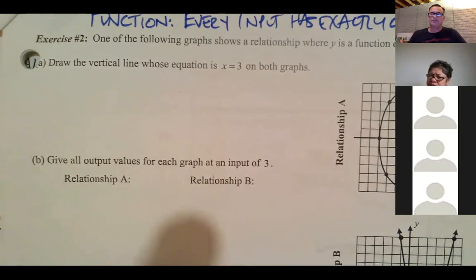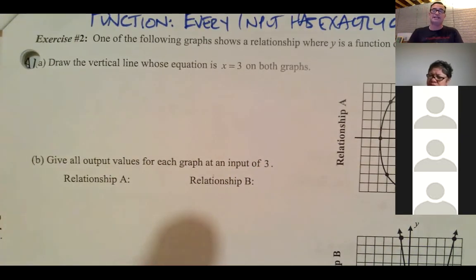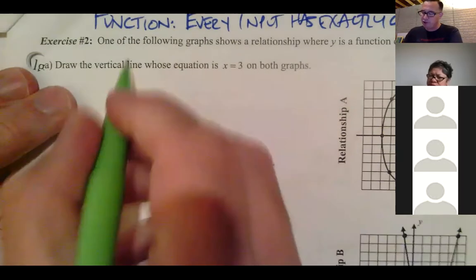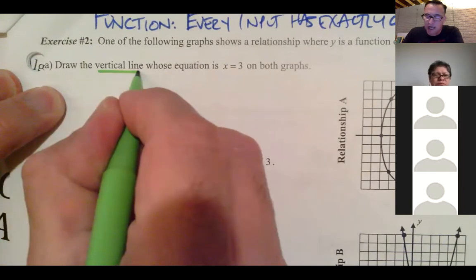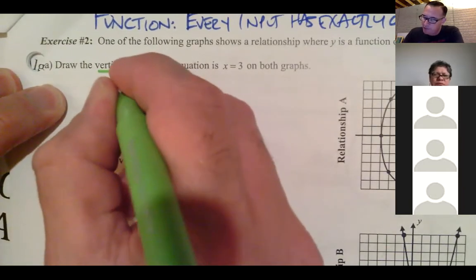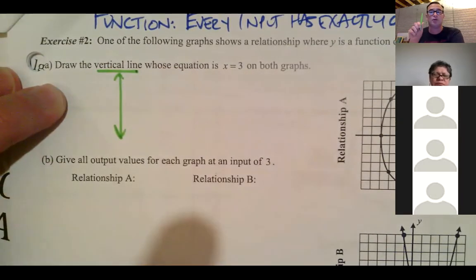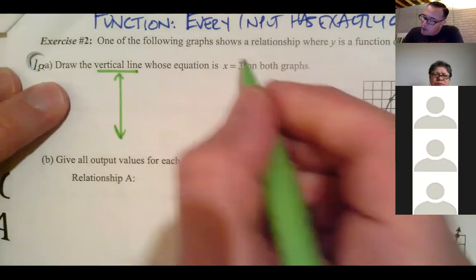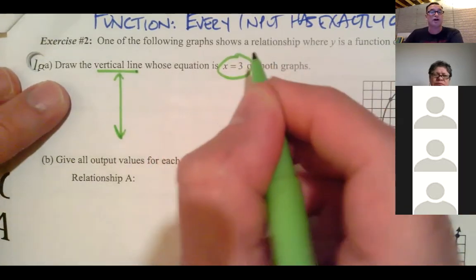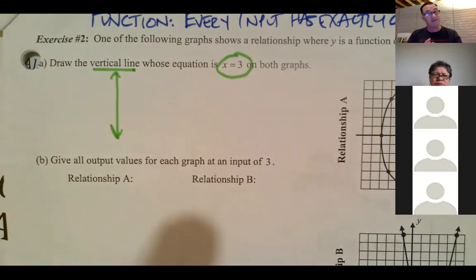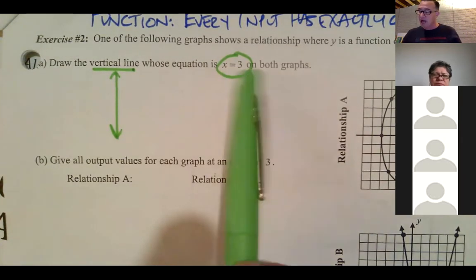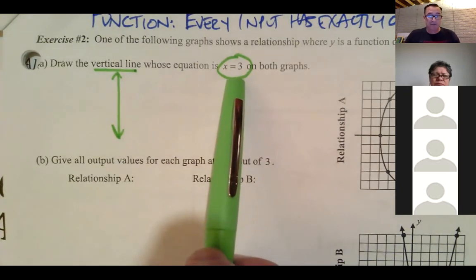And graphically, if you can graph every place that x equals 3, what you're drawing is a vertical line. So I do want to make sure that you understand this. So it asks you to draw a vertical line. By the way, vertical is just up and down. So this is going to be parallel with the y-axis, whose equation is x equals 3 on both graphs. So what they're going to ask us to do is they're giving us a test. This would be like if I looked at the table of values, I'm going to see, does that 3 repeat?